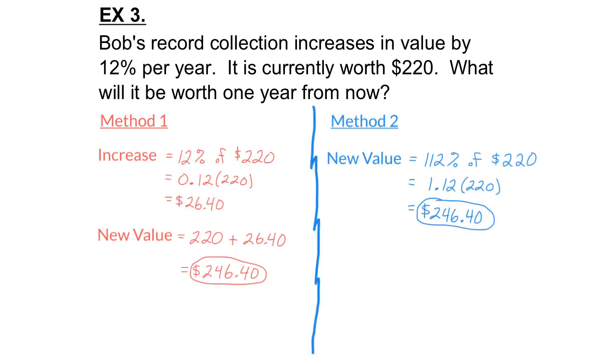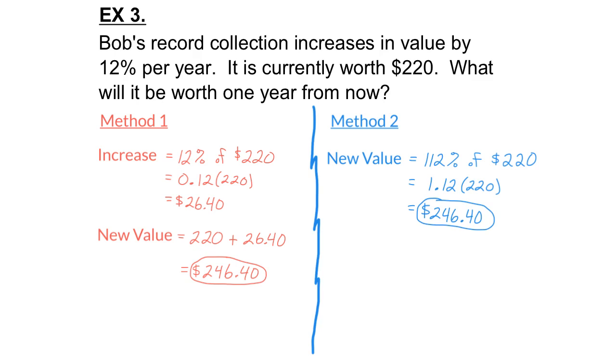So here you go, the two different methods. We can find the increase, which is 12% of the $220, and then add the increase. We get $246.40. Or we can just find the new value directly. If we're increasing 12%, that means we are going to have 112% of the $220. So 1.12 times 220 is $246.40. Get the same answer regardless of the method. You pick your favorite. Either one works.